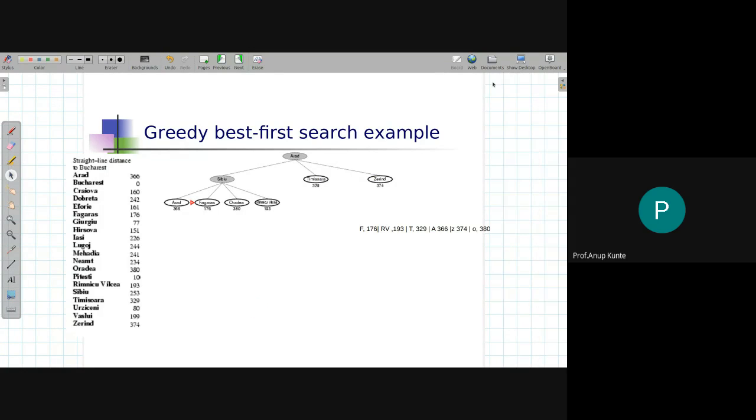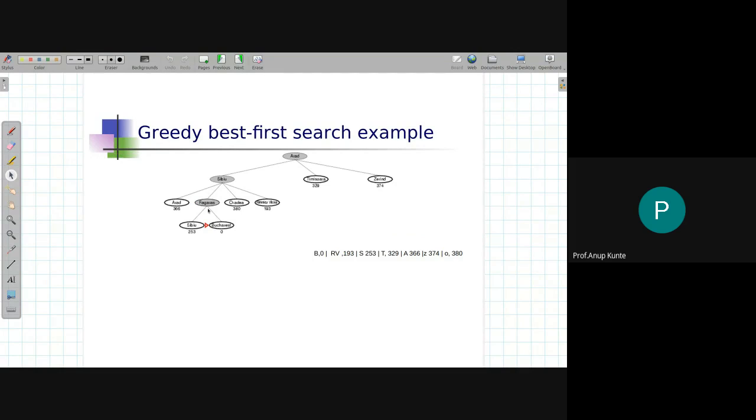And just for your information, these numbers are, from Sibiu I can reach Arad with 366, Fagaras with 176, Oradea with 380 and RV with 193. So I have to add 1, 2, 3, 4, 5, 6 nodes at this selection point. They are organized in increasing order of their straight line distances to Bucharest. So the next node that I select is F, which is 176. So I select this node and I go ahead.